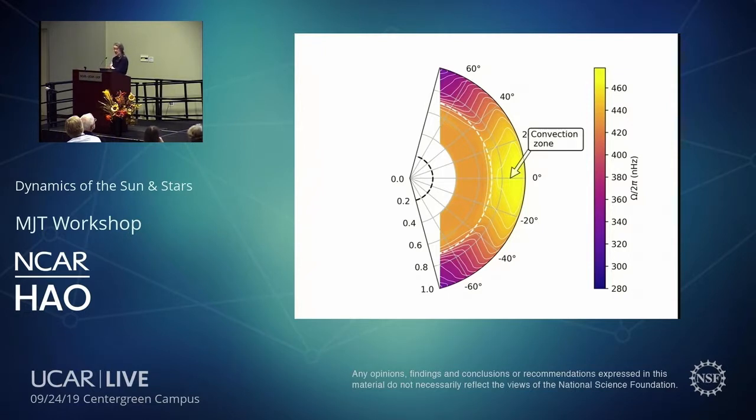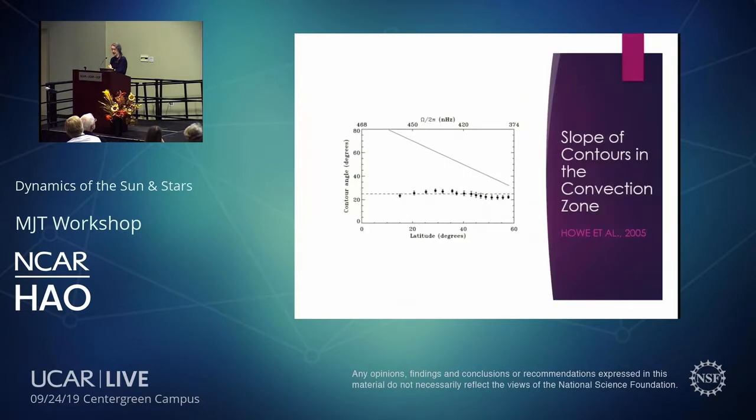And in fact, as was pointed out by Peter Gilman around about 2002, if you measure the slope of the contours of the rotation in the convection zone, they sit quite close to about 25 degrees to the rotation axis over quite a wide range of latitudes. And this, I believe, is something to do with the Coriolis force acting on the rotation and the meridional flow.